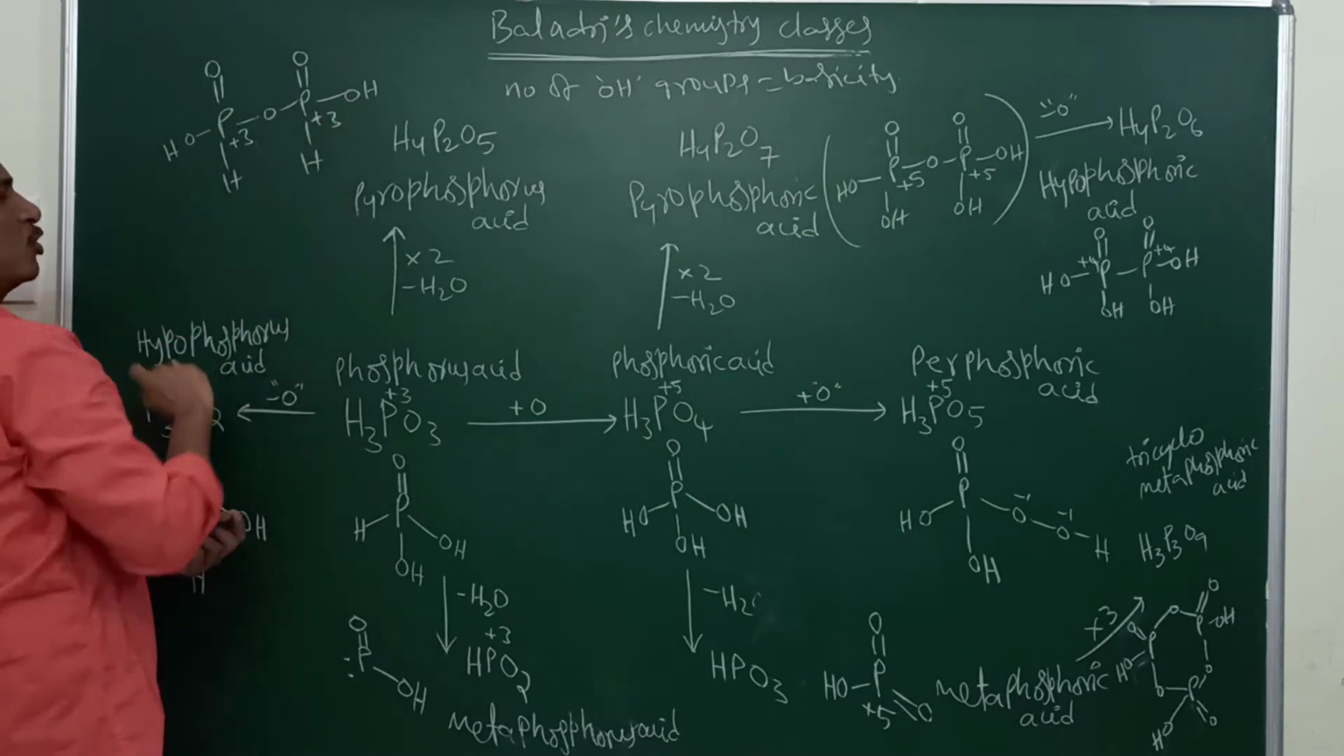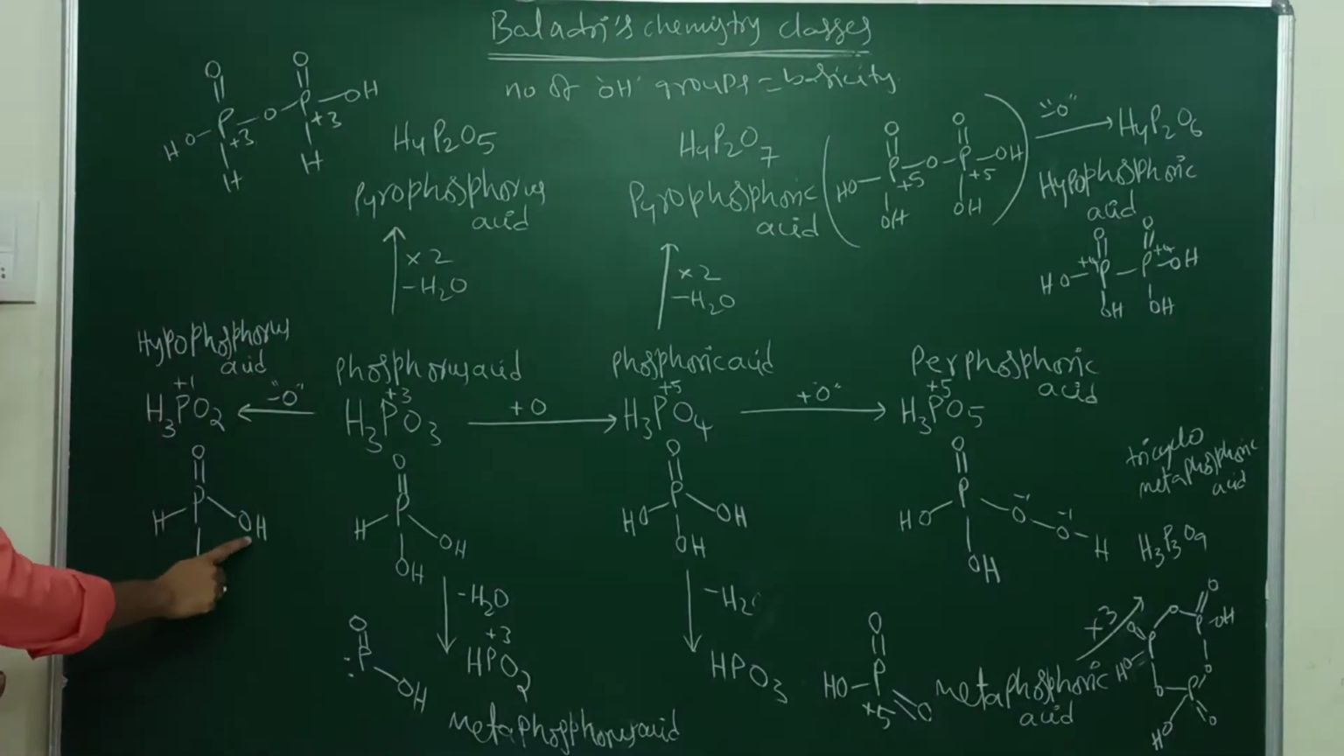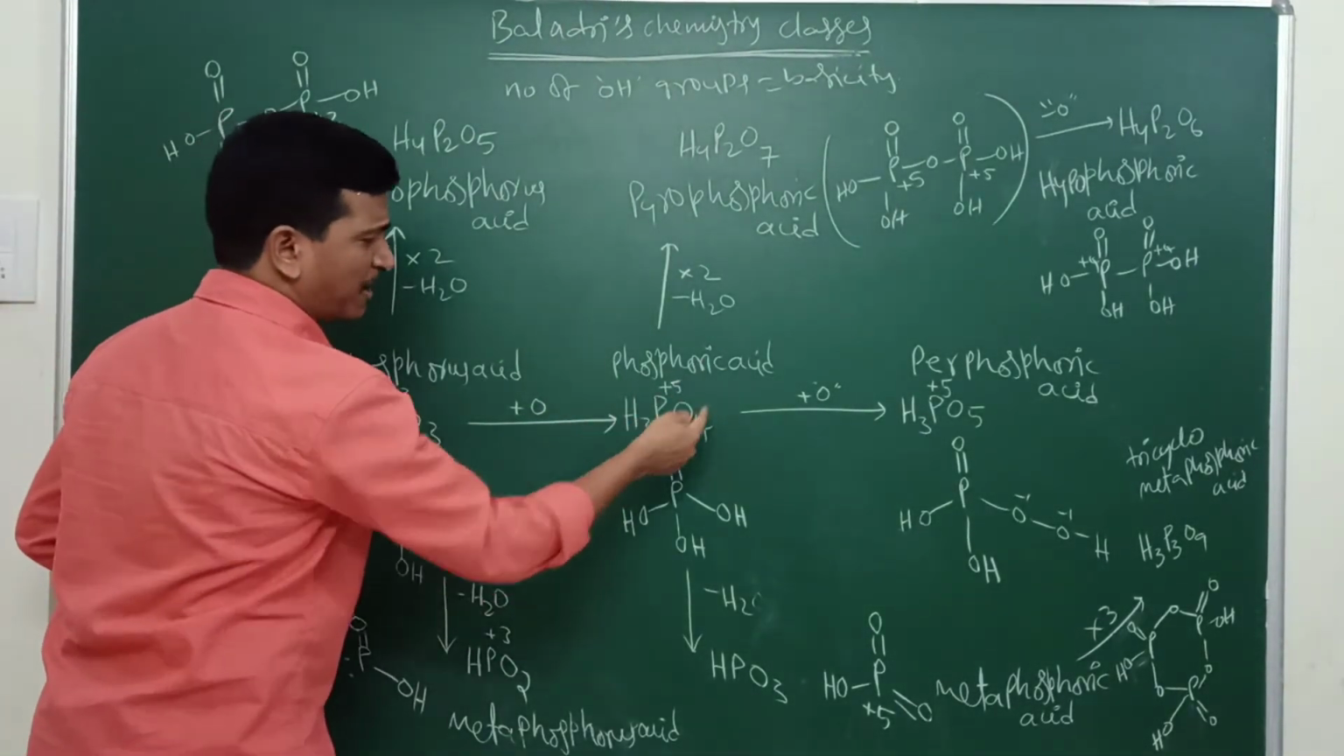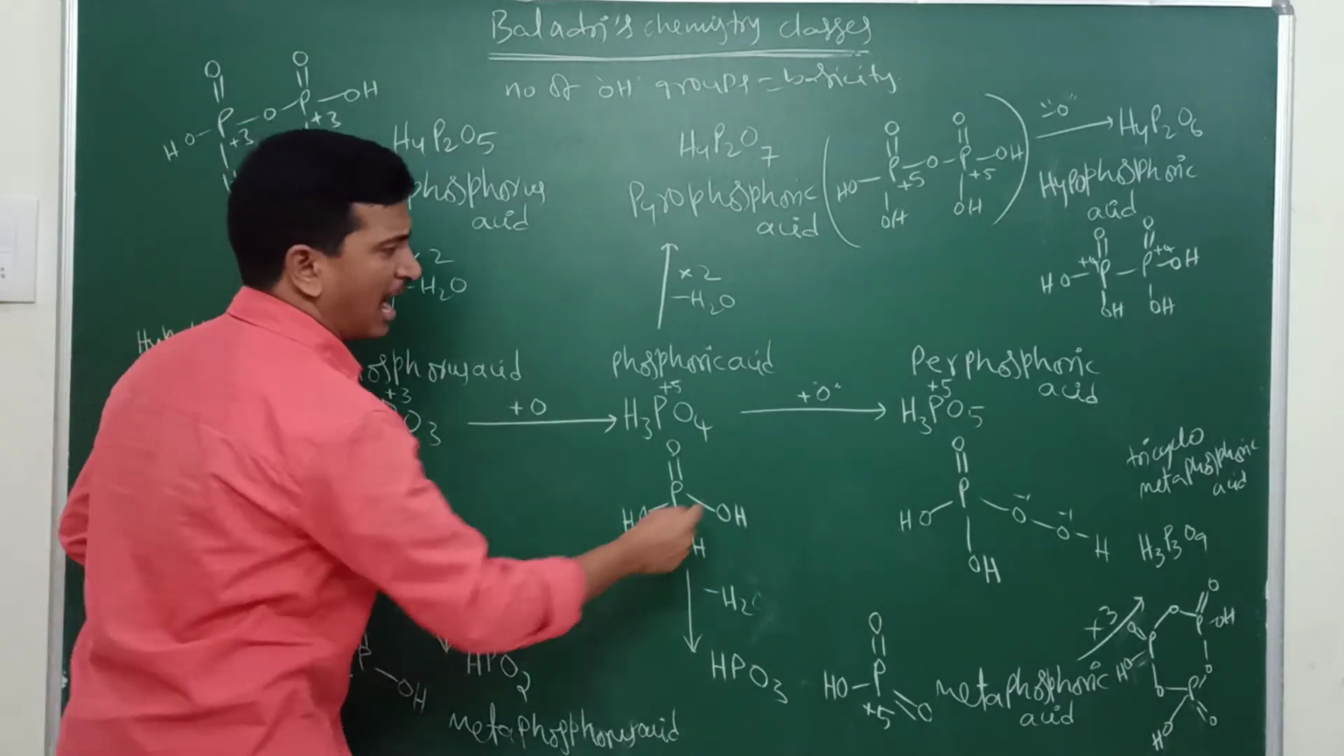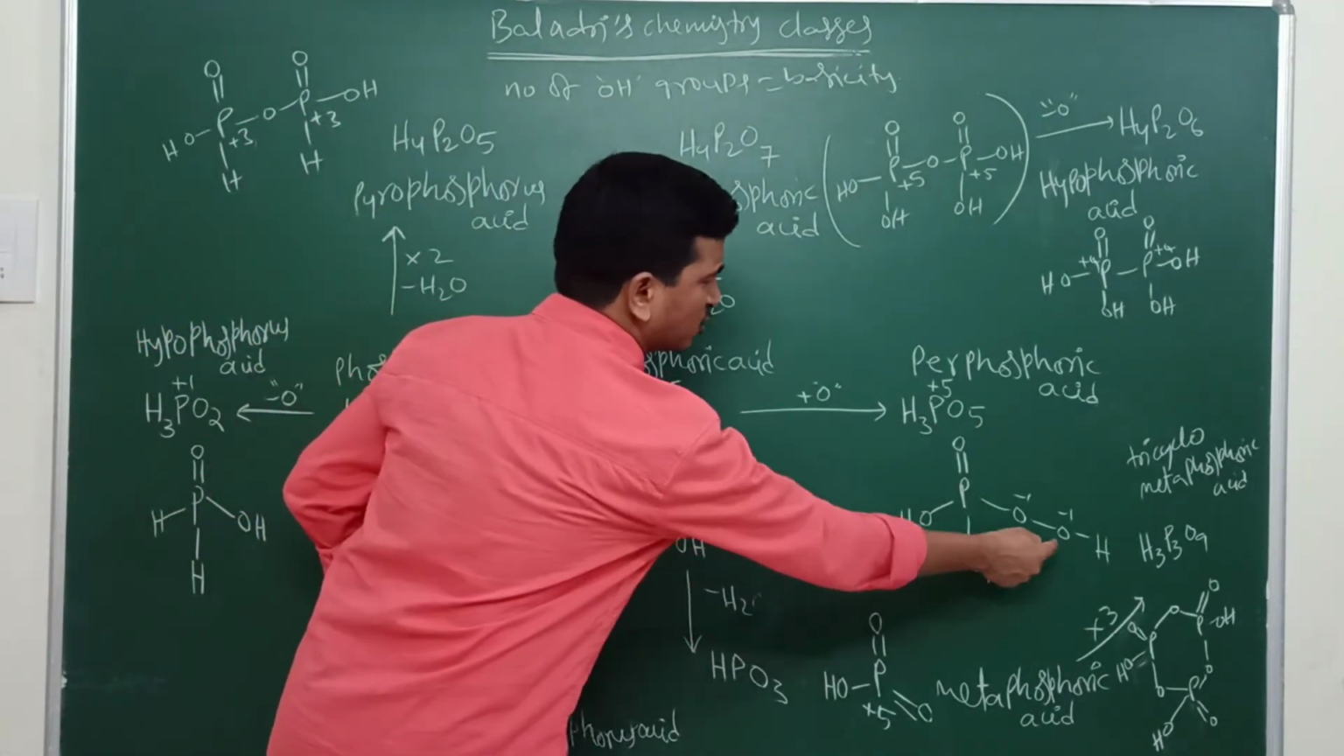2, because 2 OH groups are there. In hypophosphorus acid, 1 OH group is there, so basicity is 1. There is only one replaceable hydrogen. Now come to phosphoric acid. Basicity is what? 3. And come to perphosphoric acid. Basicity is also 3.